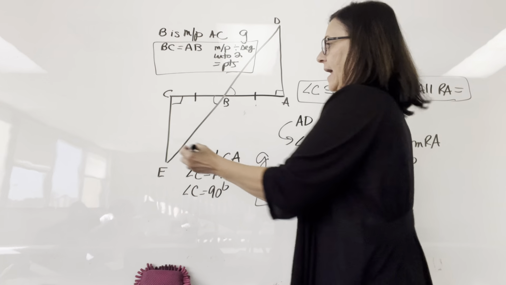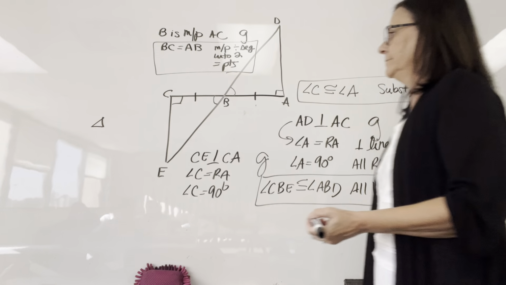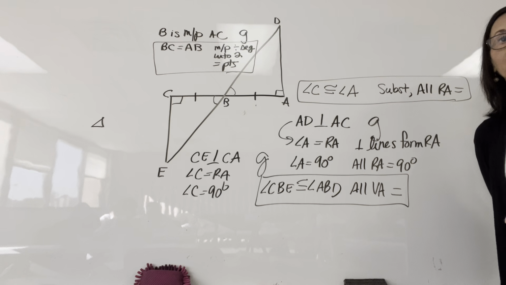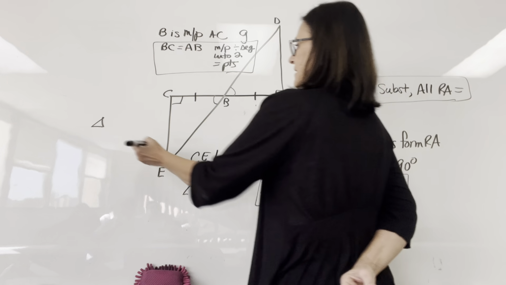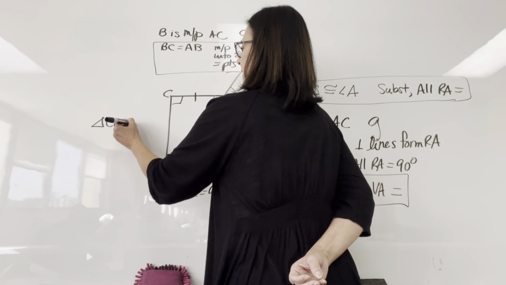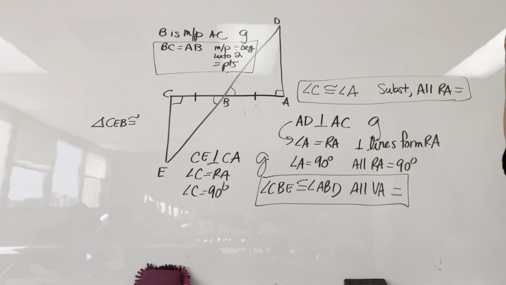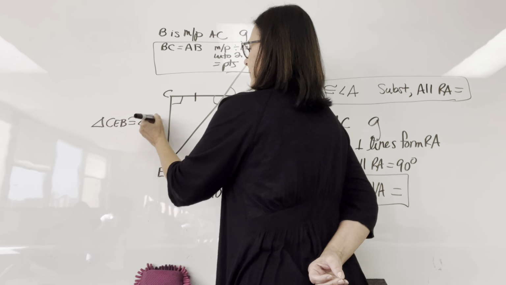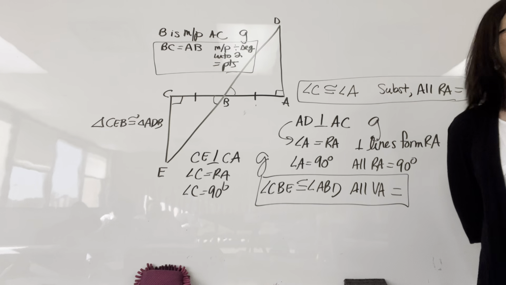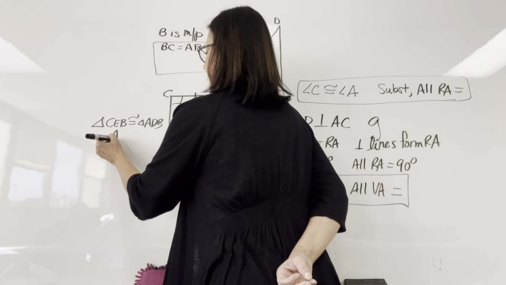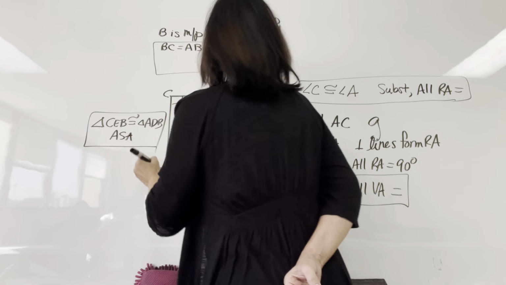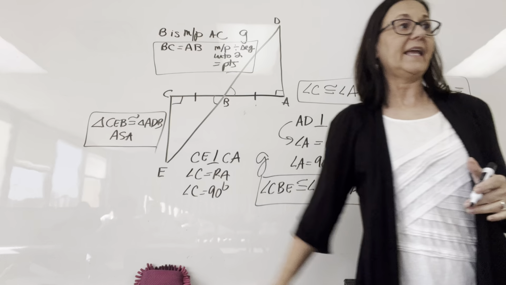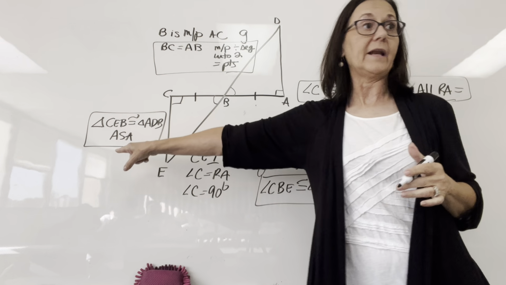And how would I write that? Triangle what? Start with the one on the left. What letter order? CEB is congruent to ADB. And why? What would be the reason? ASA. All right, so you would need these other statements, but these three statements are key for writing that statement.